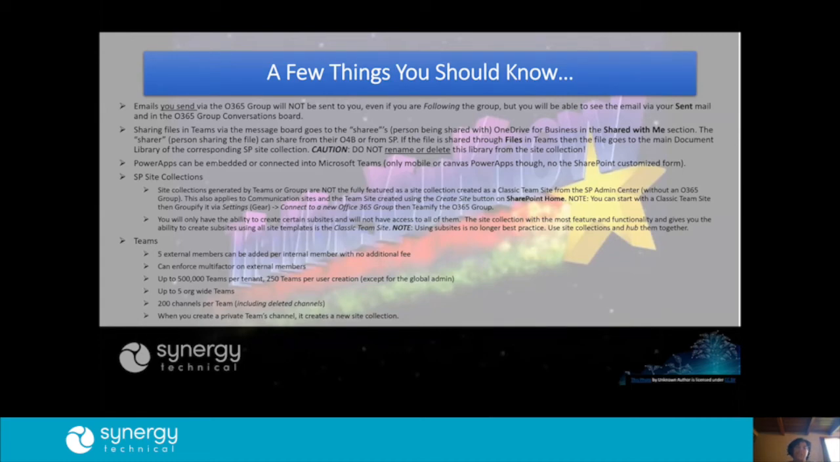200 channels per Teams, and that includes deleted channels. So you can have up to 200 channels in your Teams, but remember, any channels that were deleted also count against that 200, which can kind of be tricky for people later.